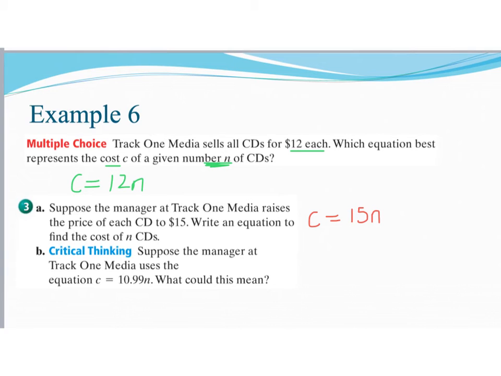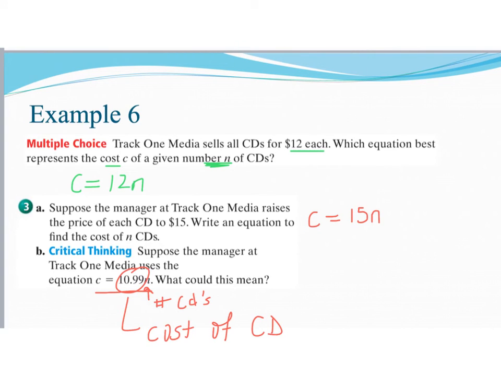And for part B, it says, suppose the manager at Track One Media uses the equation C equals 10.99N. What does this mean? So pause the video, think about it, and then come back. So if we know that N is our number of CDs, this means that the 10.99 must be the cost of each CD.